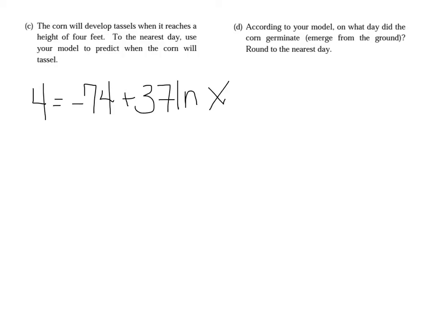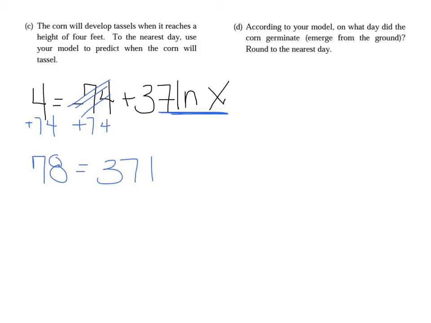All right, now, think about what your gut tells you to do first. My goal is to get this ln of x term by itself. So I first need to boot this guy to the other side. So I'm going to add 74 to both sides. So that gets me 78 equals 37 ln of x.